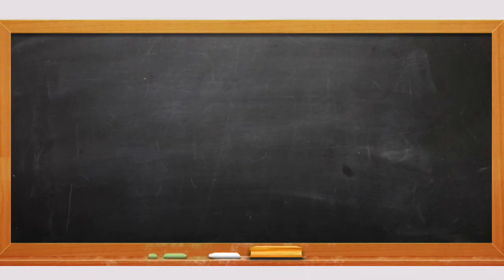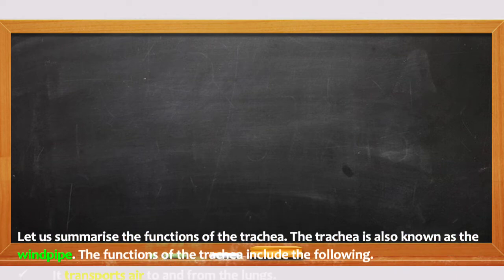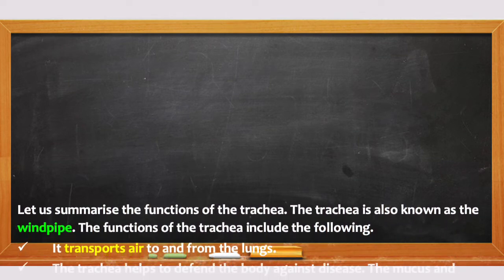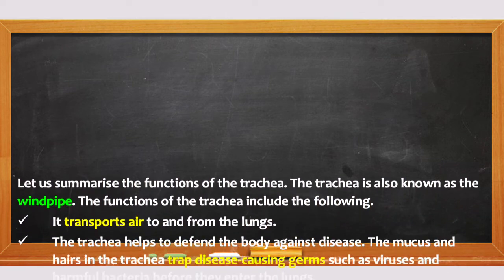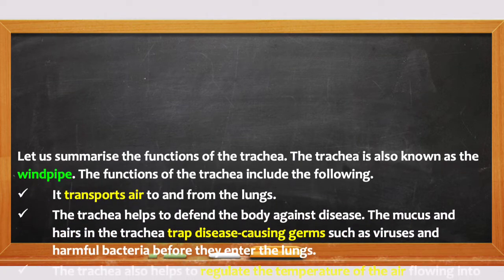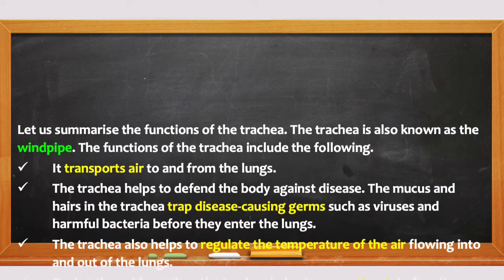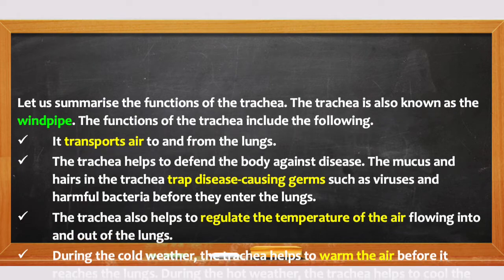Let us summarize the functions of the trachea. The trachea is also known as the windpipe. The functions of the trachea include the following. It transports air to and from the lungs. The trachea helps to defend the body against disease.